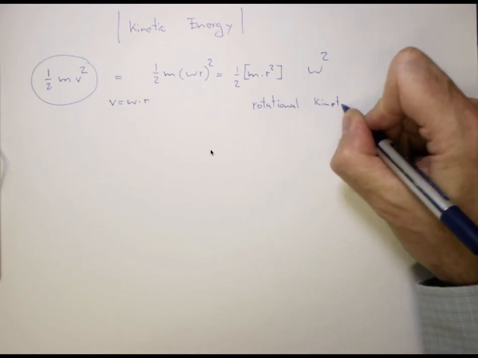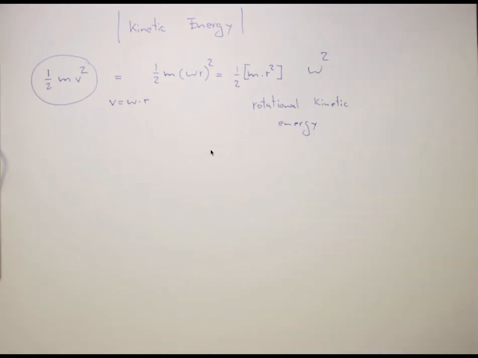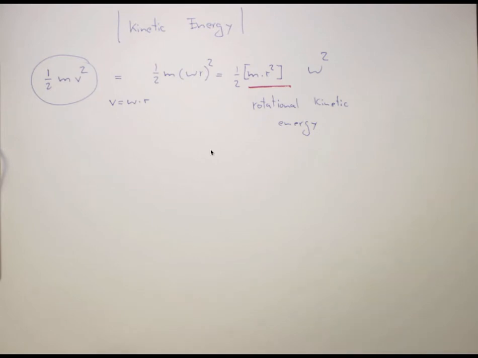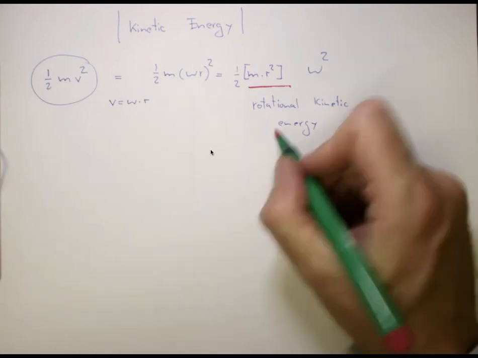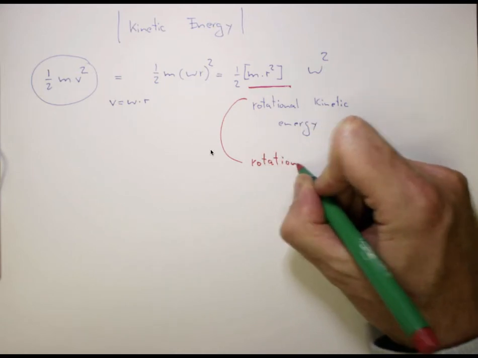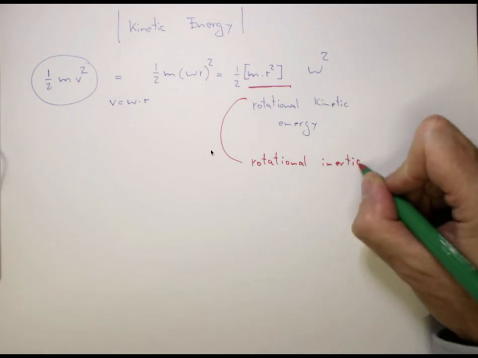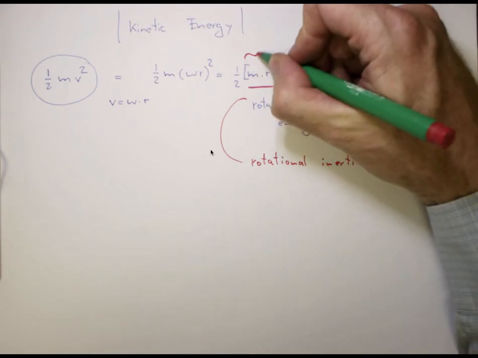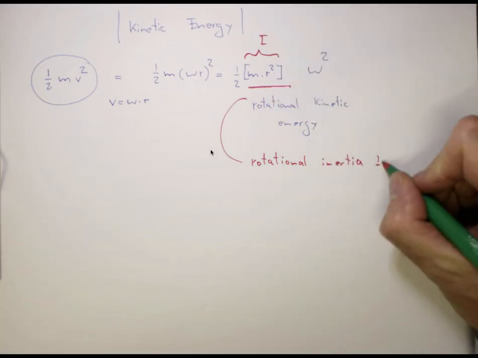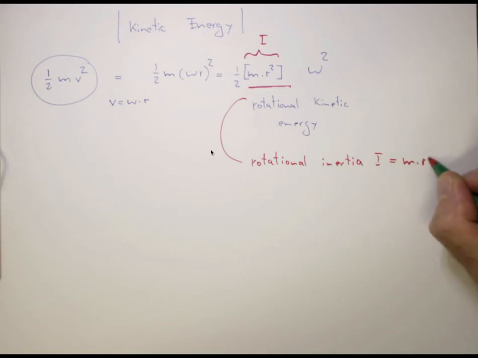So this is the rotational kinetic energy. And you note that in this bracket we now have an interesting quantity which we might call rotational inertia, and give it the name I. Rotational inertia I, which is equal to m times r squared.